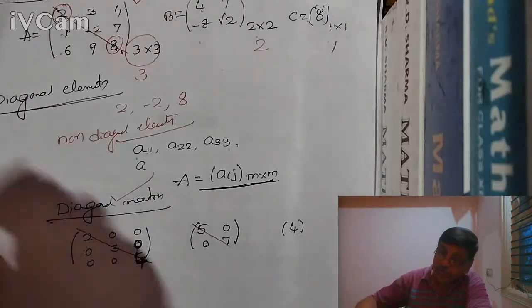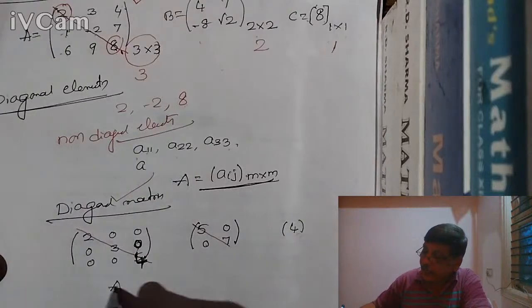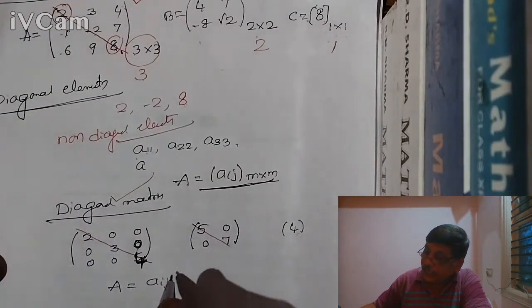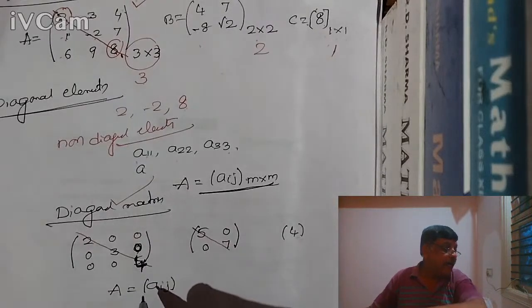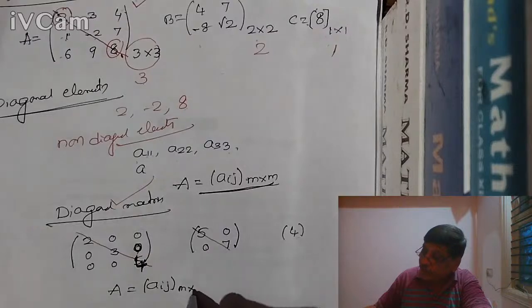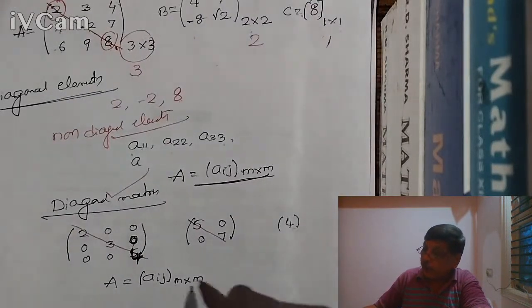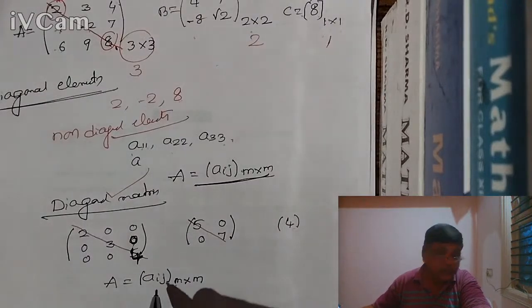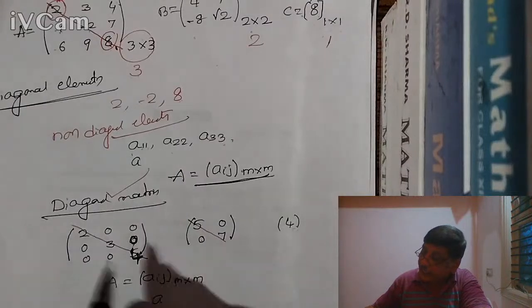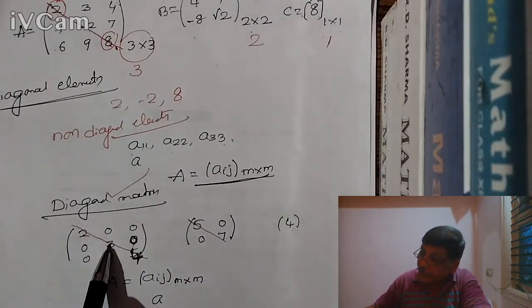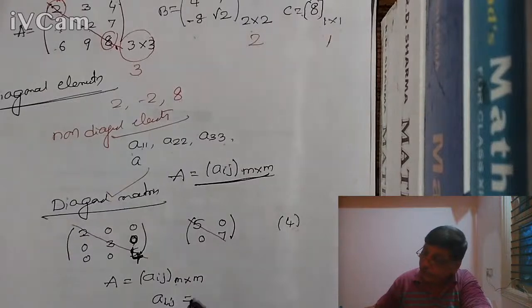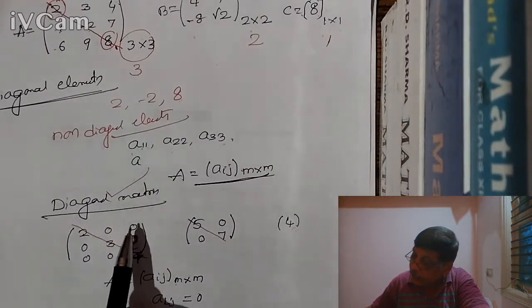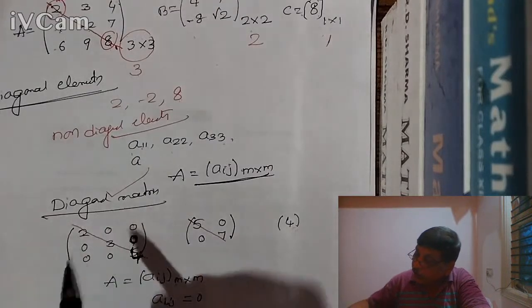Got it? Now we define it in general. Let A equal to Aij be said to be a diagonal matrix. Yes or no? First of all, it should be a square matrix, therefore the number of rows and the number of columns are equal. Next, you have to say that here Aij, this is the position of A11, A22, A33. So I write like this: Aij equals 0. This is the position of A12, A13.